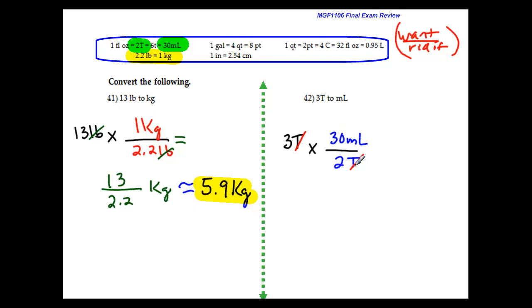The tablespoons cancel. 3 times 30 is 90 over 2. The milliliters are staying. 2 divided into 90 gives me 45 milliliters. That is my answer for number 42. Again, this is using dimensional analysis. There will be another video with proportions. They both give you the same answer. They're using a different technique.